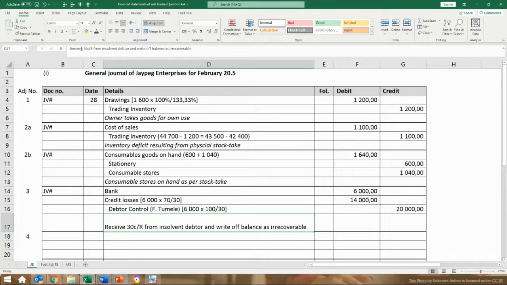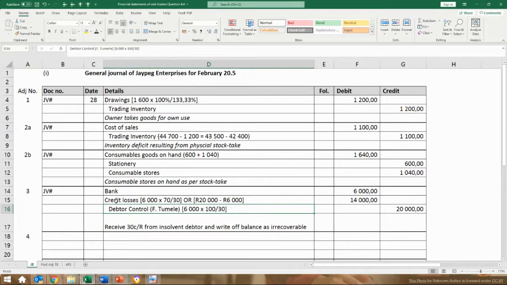Okay, so we said the 6,000 represents 30%. So if we multiply it by 100 divided by 30, we will get the total balance. Now to work out the credit loss, you can either do 6,000 multiplied by 70, so that's the portion we're going to write off, divided by the 30, or you could have done the 20,000, which is the total balance, less the 6,000 we've received, which would also give you the 14,000. So you could have documented either of those two ways and you would have got exactly the same answer.